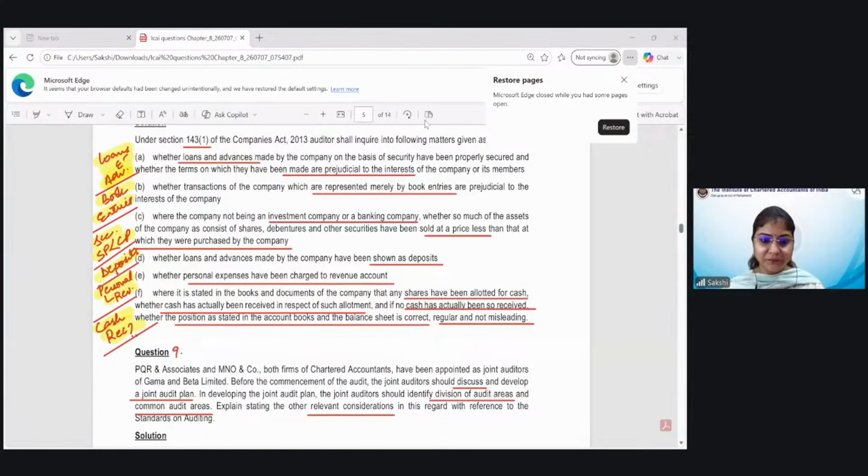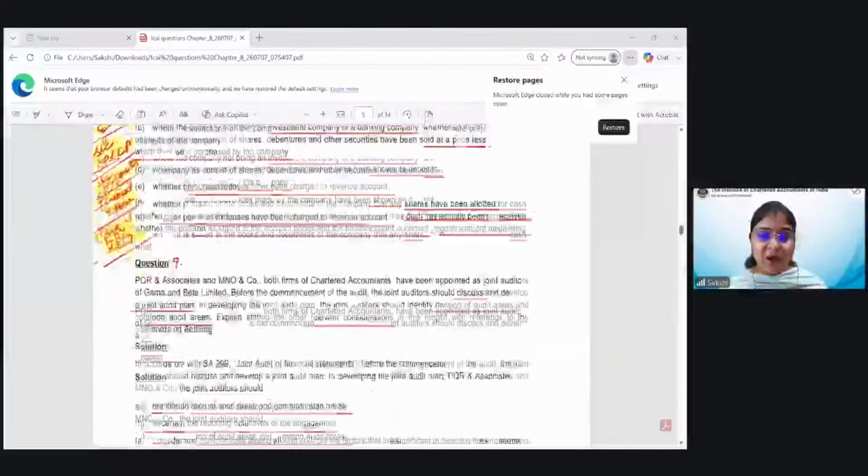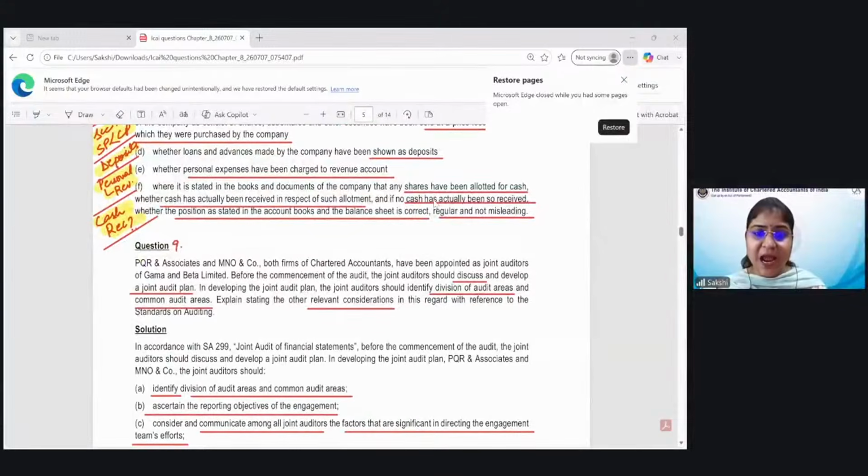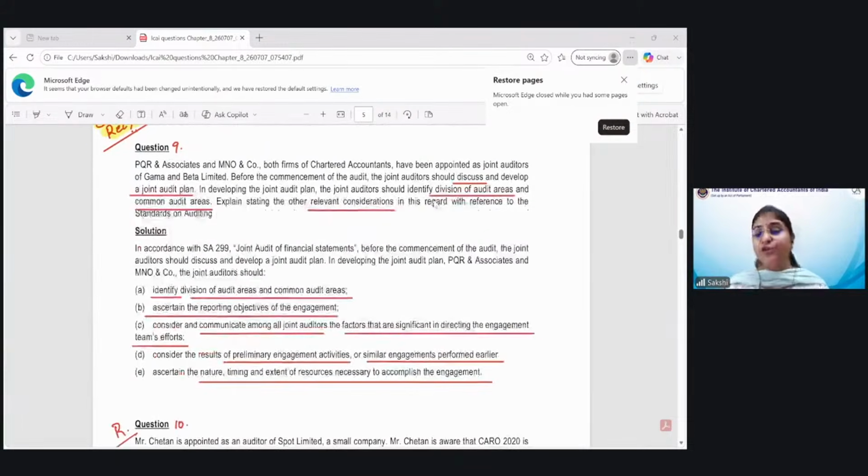Okay. Next question. PQR and Associates and MNO Company, both firms of chartered accountants, have been appointed as joint auditors of Gamma and Beta Limited. Before the commencement of audit, the joint auditors should discuss and develop a joint audit plan. In developing the joint audit plan, the joint auditors should identify division of audit areas and common audit areas.